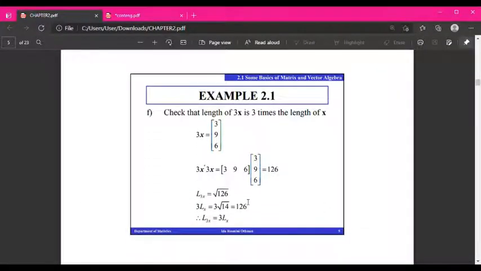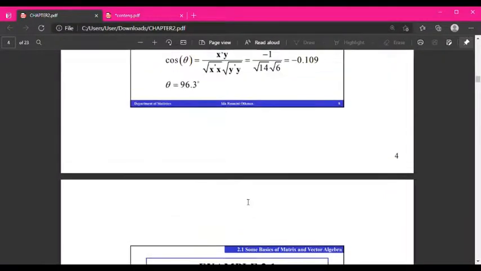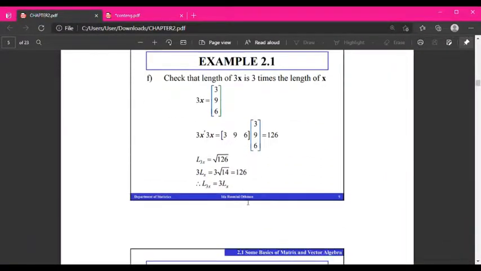Okay, soalan last kali dekat sini adalah berkaitan. Okay, dia nak you prove that ataupun check that the length of the 3x sama is 3 times the length of x. So tadi kita dah cari length of x, kan? Which is square root of 14.